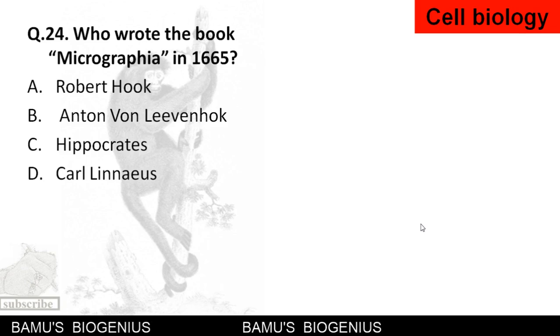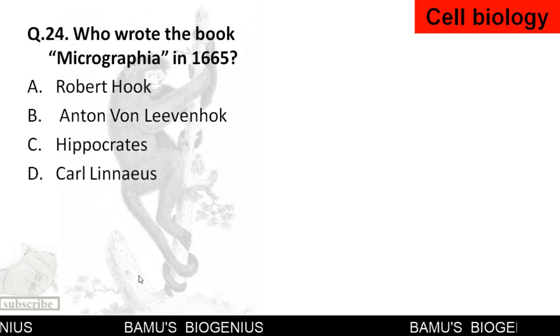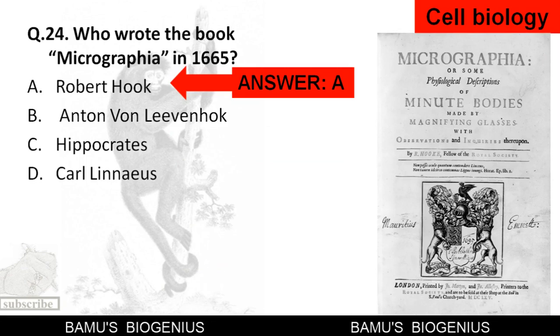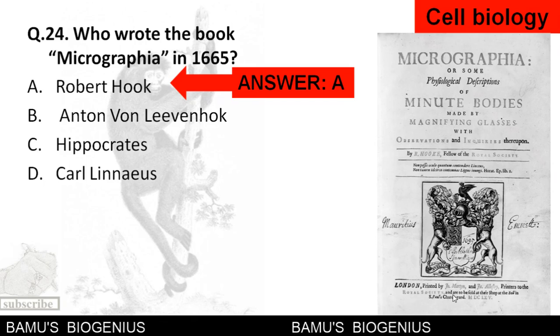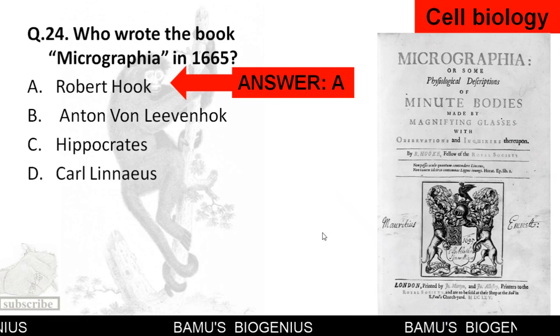Then question number 24, who wrote the book Micrographia in 1665? Robert Hooke, Anton von Leeuwenhoek, Hippocrates or Carl Linnaeus? The answer is Robert Hooke. So it was a kind of a collection of 56 figures that were drawn with the help of microscopes. That's why the name given is Micrographia.